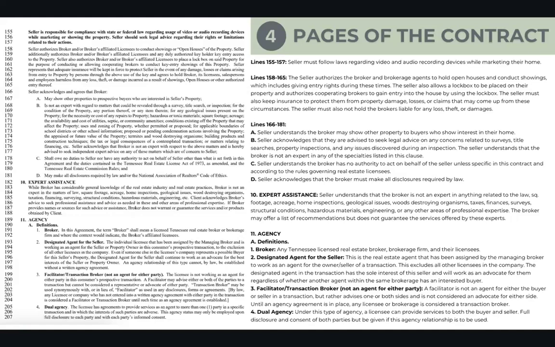And 10, expert assistance. The seller understands that the broker is not an expert in anything related to the law, square footage, acreage, home inspections, geological issues, wood destroying organisms, etc. The broker may offer a list of recommendations, but does not guarantee the services offered by these experts.